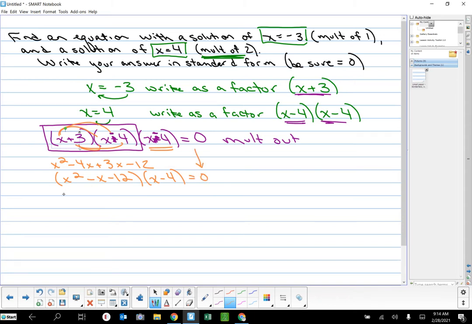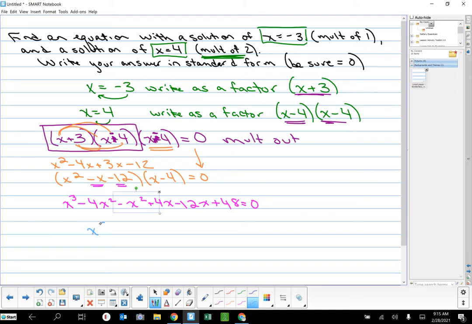That guy's super important. So now I'm going to change my pen color, and I'm going to get x cubed when I multiply, minus 4x squared. Then I'm going to deal with this guy. So minus x squared plus 4x. Then I'm going to deal with this guy. Minus 12x plus 48 equals 0. Make sure you combine like terms.